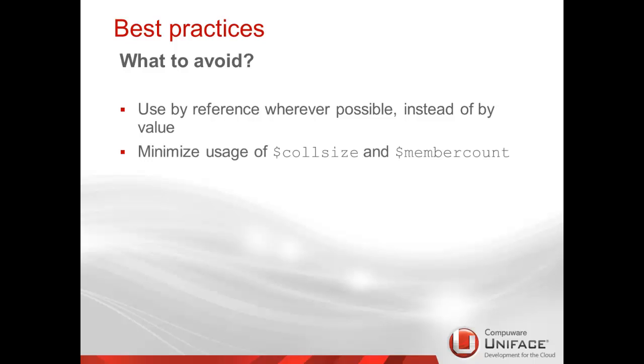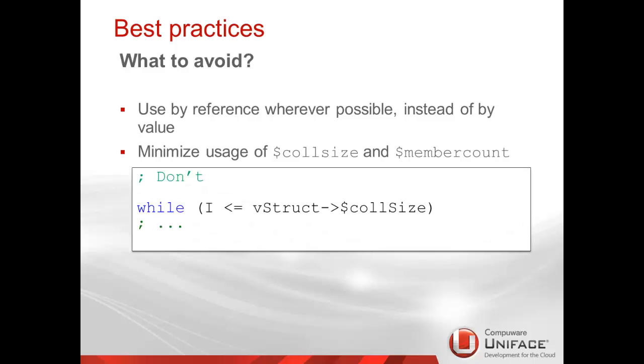You should also minimize the usage of $callsize and $membercount. Why is this? We have here an example for a loop. And if you look at this, for each iteration of this loop, Uniface has to recalculate the value of $callsize. That is, again, not very efficient. So what is a better way to do it? It's kind of obvious. You assign the value of $callsize to a numeric variable, and you use the numeric variable instead of $callsize in the loop.